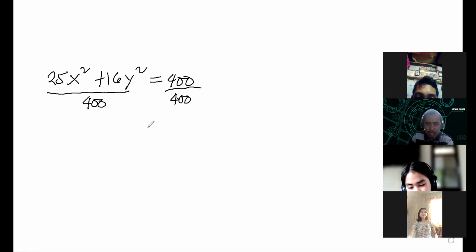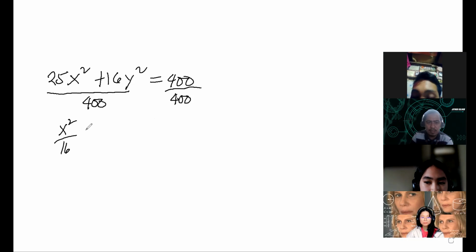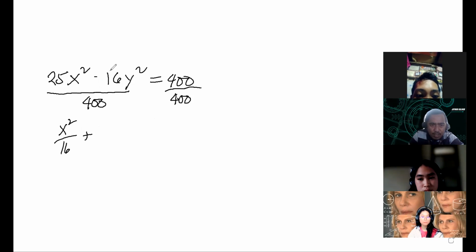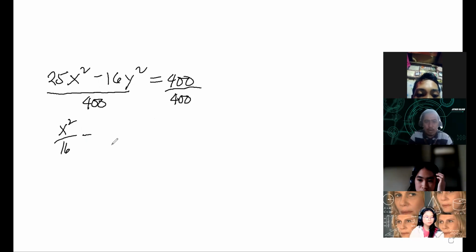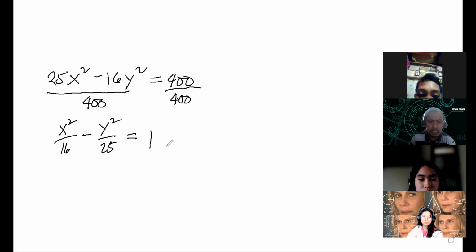Yes, Marv Magabo. What should be the result for this? The result, sir, is x squared over 16 because 400 divided by 25 is 16, then minus y squared over 25 because 400 divided by 16 equals 1. By the way, class, I wrote it wrongly, this must be minus. It is an ellipse... no, a hyperbola. Yes, continue Marv. Minus y squared over 25, sir, because 400 divided by 16 equals 1. Very good. That's correct. And what should be the next step?